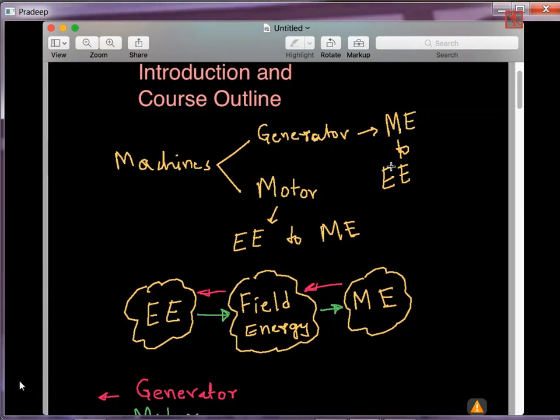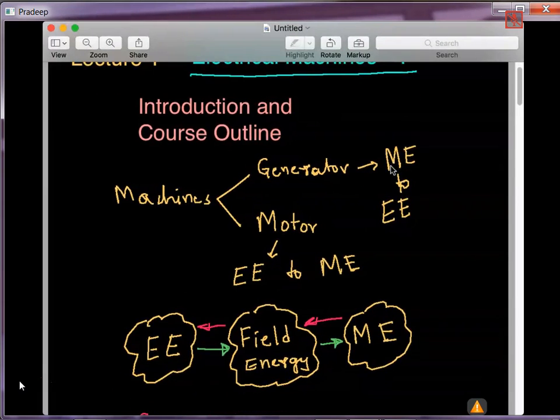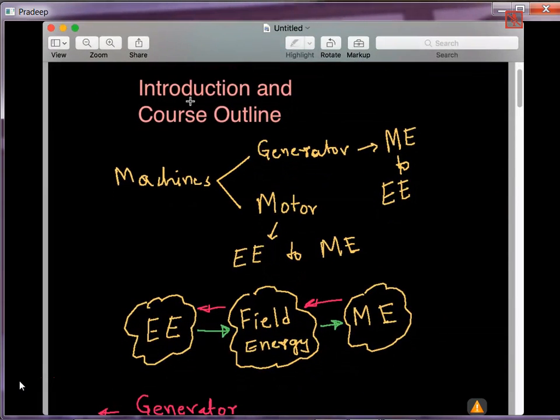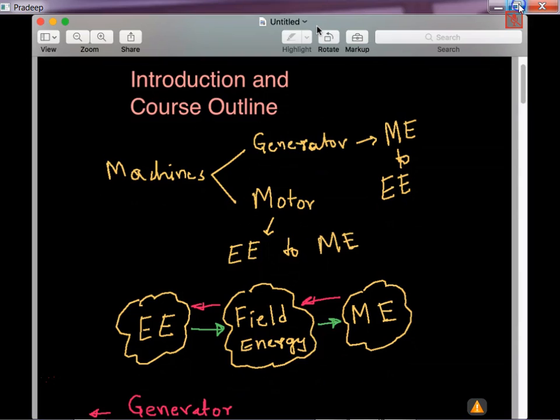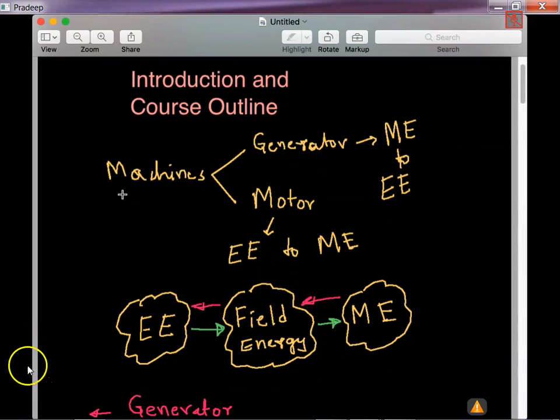As you know, electrical machines is one of the foundations of the subject. I have given the introduction and course outline, and of course you can refer to the syllabus for knowing what the topics are in it. Basically, I started by saying machines are of two types: generators and motors. A generator is one which converts mechanical energy to electrical energy, and a motor is one which converts electrical energy to mechanical energy.